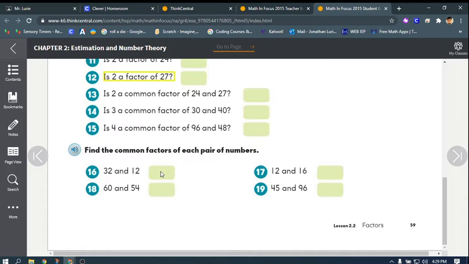Oh, no, it's not common. Yeah, it is a common factor, isn't it? And then 6 is a common factor, and then 12 is not a common factor. So 1, 2, 4, 12.